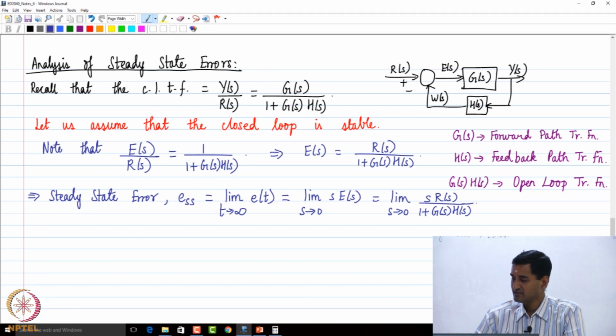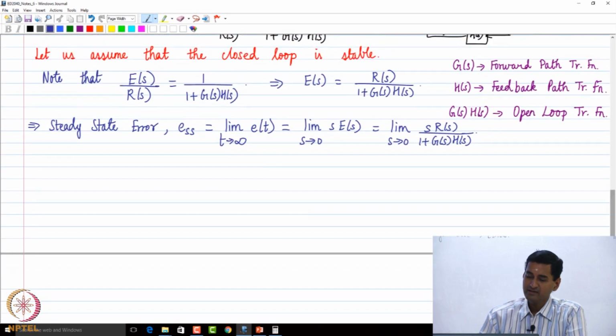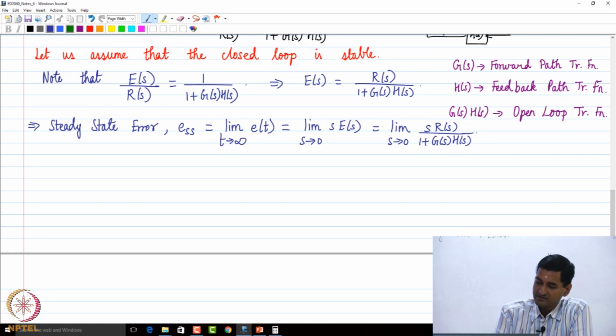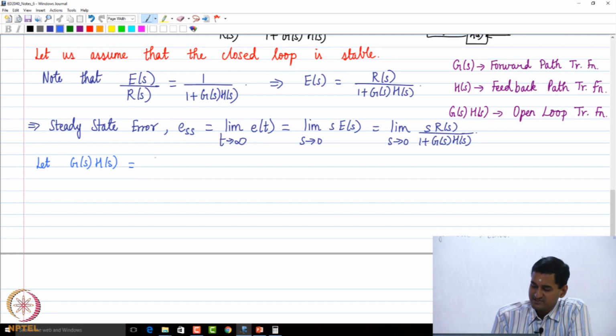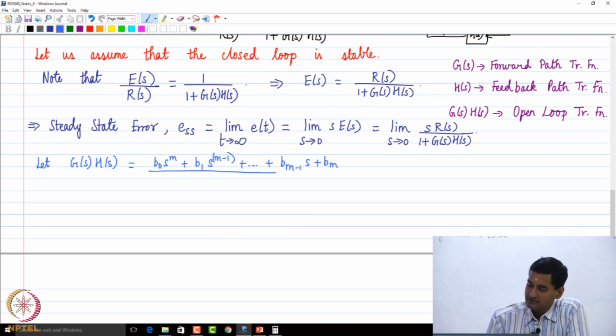Okay, so that is what we have for the steady state error. Now, let G(s)H(s) be expressed as, let us say, some b naught s power m plus b1 s power m minus 1, all the way till b m minus 1 s plus b m, divided by a naught s power n, sorry, s power n.